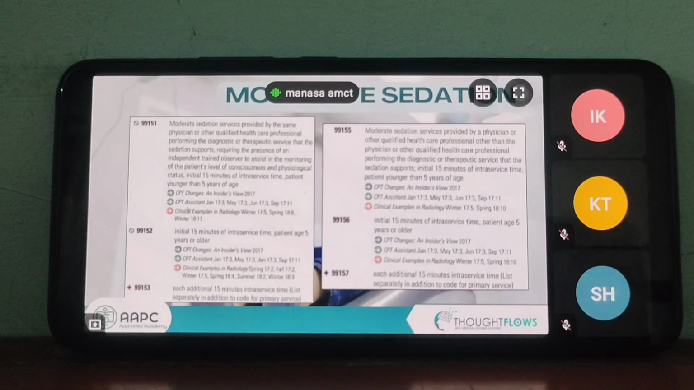99152 and 99153, ma'am. 152 as well as 153. As I have said, the moderate sedation is given by the same physician, so it comes under the 151 category, right? In that I have told the patient age is 16 years, so it comes under the 152 category. That is age 5 years or older, 152.